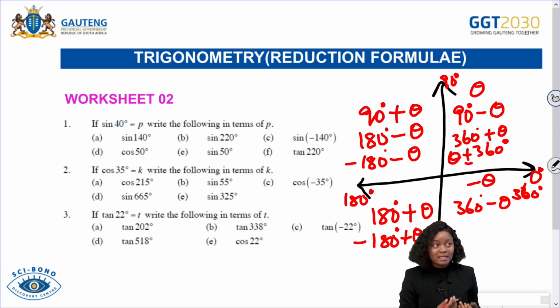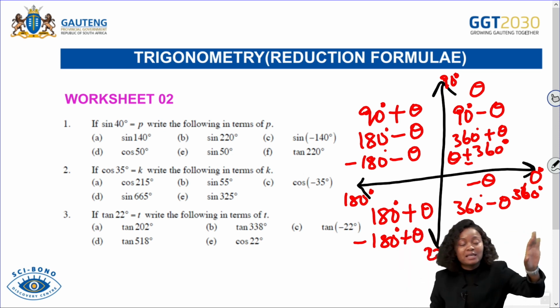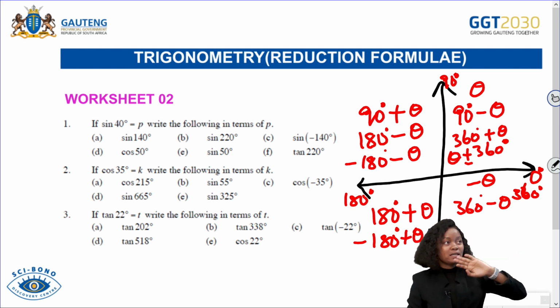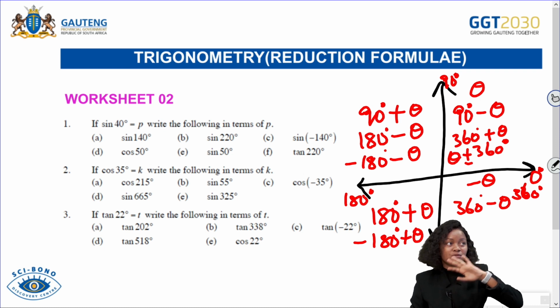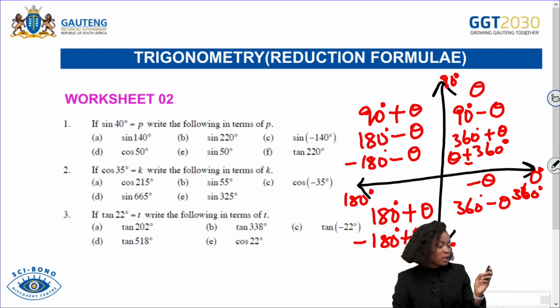Okay, so don't forget, again, you ask yourself, 90 minus theta is in which quadrant? First quadrant. If it's in the first quadrant, is the trig ratio positive or negative? If it's positive, it's positive. When it's negative, it's negative. That goes for all the other reduction formulas.